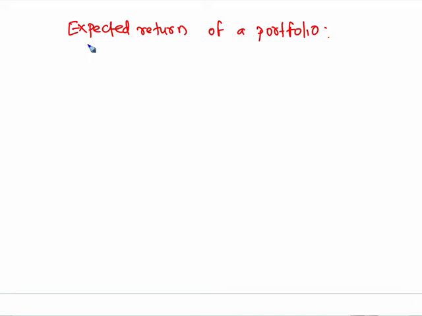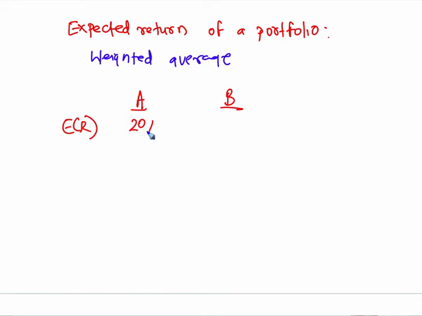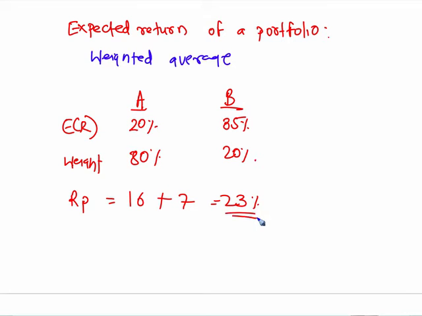So now, first thing that you would write in your notes is expected return of a portfolio. An expected return of a portfolio is nothing but a simple weighted average. So let us say we have portfolio A and portfolio B. Expected return of A is 20%, B is 35%. The weight of asset A in your portfolio is 80% and asset B in your portfolio is 20%. You want to find out how much return you would earn out of this particular portfolio. So you would simply calculate a weighted average, which would be 23%.